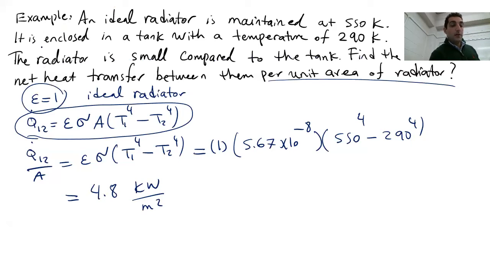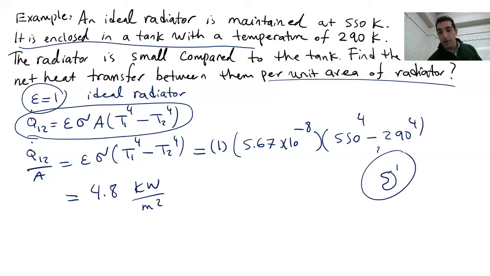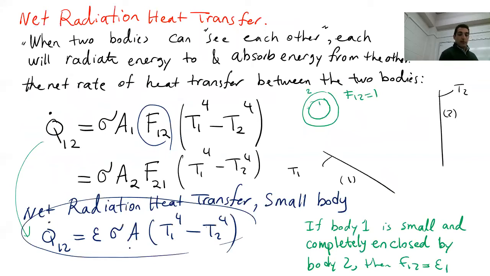No, sorry. It is enclosed in a tank with a temperature. So it didn't say it's fully enclosed or something like that. So you can have, if this is your surface 1, and this is your surface 2, still surface 1 is enclosed by surface 2, but some part of the surface 1 goes back to surface 1. So you have a view factor here. But when it says small, the good thing is that if you get rid of the view factor, you can use this relation.